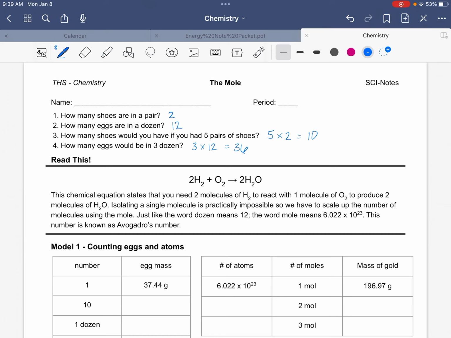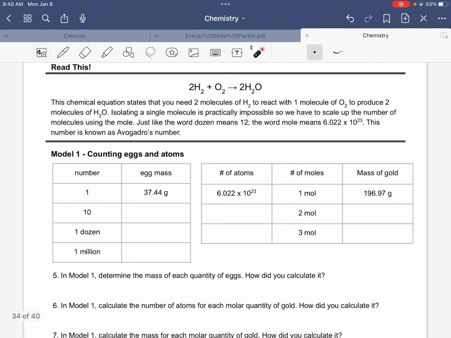Just like the word dozen means 12, the word mole means 6.022 times 10 to the 23rd. This is a number that you're going to have to memorize, but we'll be using it quite often in this chapter, so you'll learn it over time. This number is known as Avogadro's number.